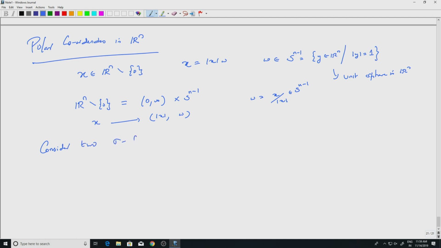Okay. So, consider two sigma finite measure spaces. One is 0 infinity, that is my space x. Then I have a sigma algebra, which is the Lebesgue sigma algebra of 0 infinity, and the measure r to the n minus 1 dr. Okay. So, I will explain what this means. So, let us call this mu.